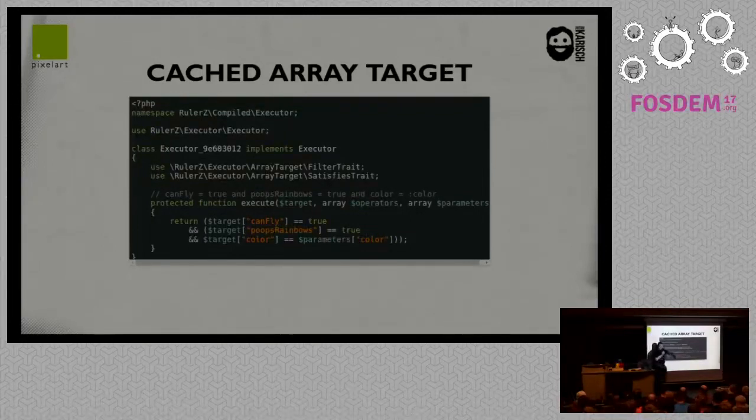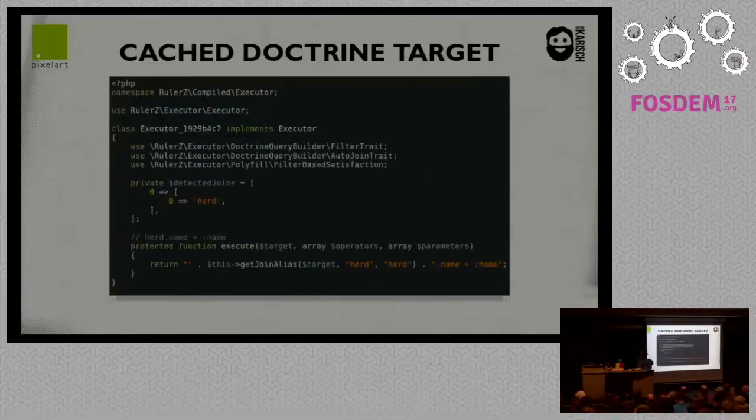And here you can see we use array access for you, and in the backend this is the Symfony property accessor. So it doesn't matter if you use getters, setters, or public properties, because if you have a simple data transfer object, you don't need getters and setters. And this is the compiled Doctrine target of our herd spec. So Rulerz detected the joins to the herd association and uses this with get join alias target herd .name and so on and so on.